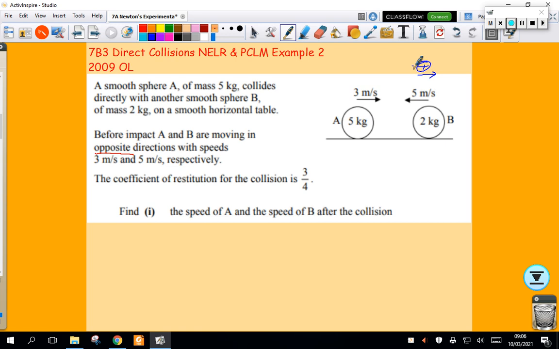So their speeds are 3 and 5 meters per second respectively. The coefficient of restitution for the collision is 3/4. That tells me about bounciness, how bouncy the collision is. Find the speed of A and the speed of B after collision. Okay. The big thing that's different from the last example is they're moving in opposite directions. That's really important. I'm going to answer all these questions in more or less the same way.